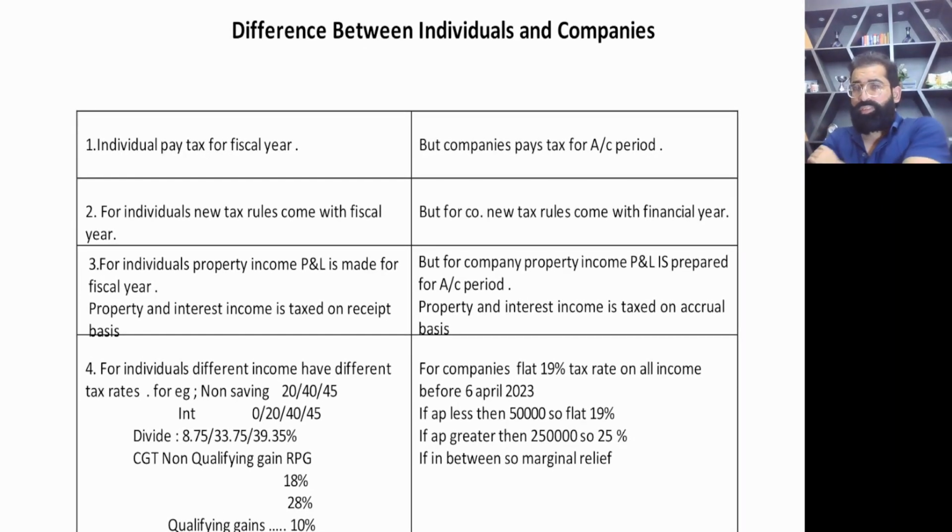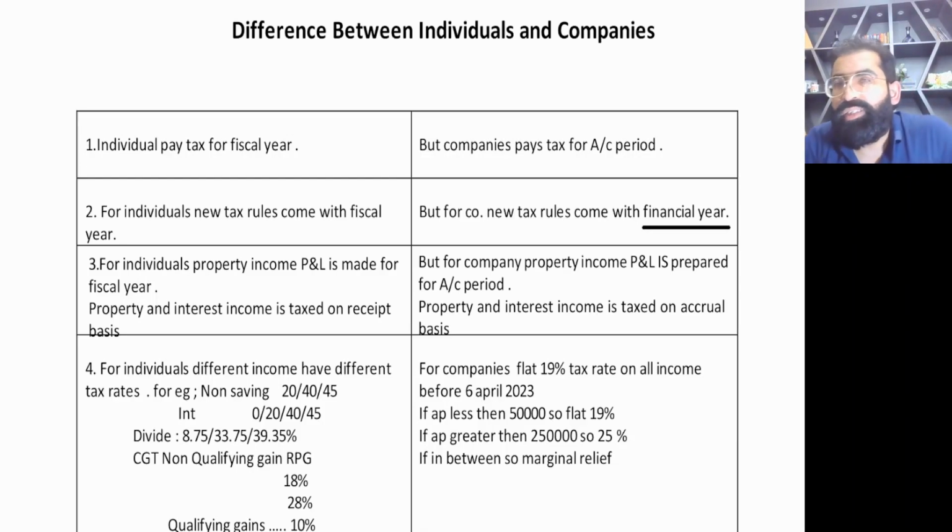So the first difference is that an individual pays tax for the fiscal year, you know that, but a company pays tax for the accounting period. Second, for individuals, new tax rules come with the fiscal year. Whenever a new fiscal year comes, new tax rules come for individuals. But for companies, new tax rules come with the financial year. Okay.